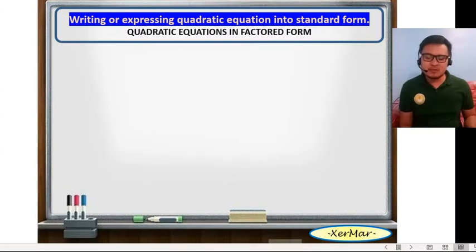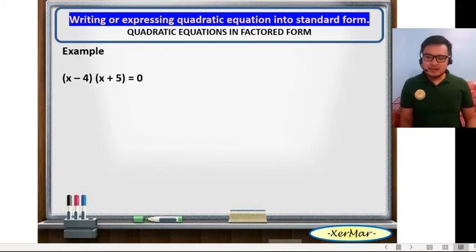Alright, so the first one is quadratic equations in factored form. The given is in factored form, and all we have to do is transform the equation into standard form. So let's start. Example: the quantity of x minus 4 times the quantity of x plus 5 equals 0. How do we transform this equation into standard form?